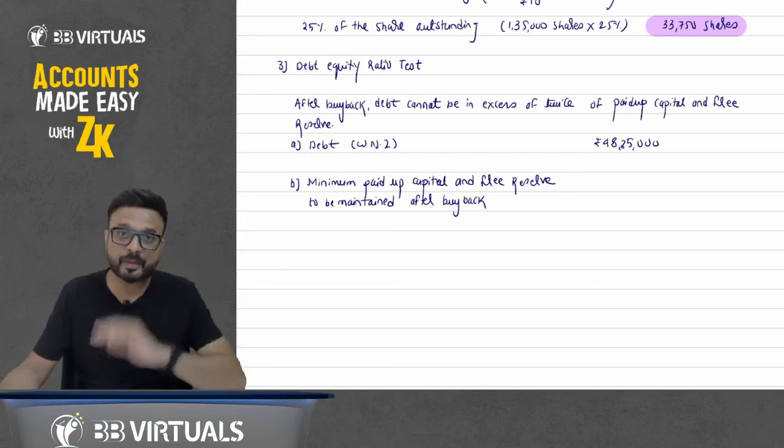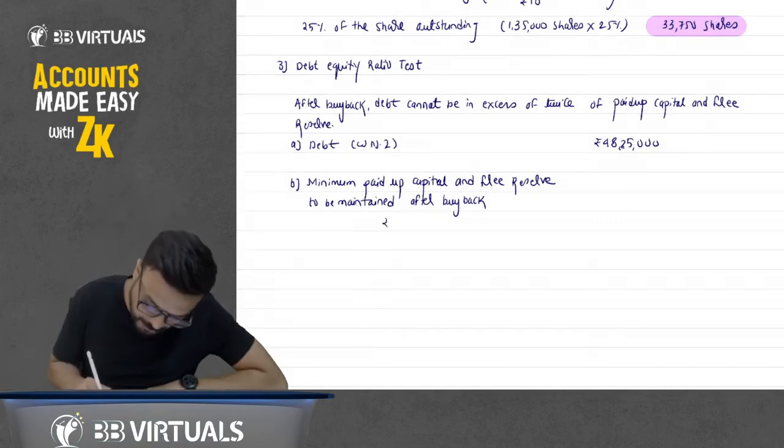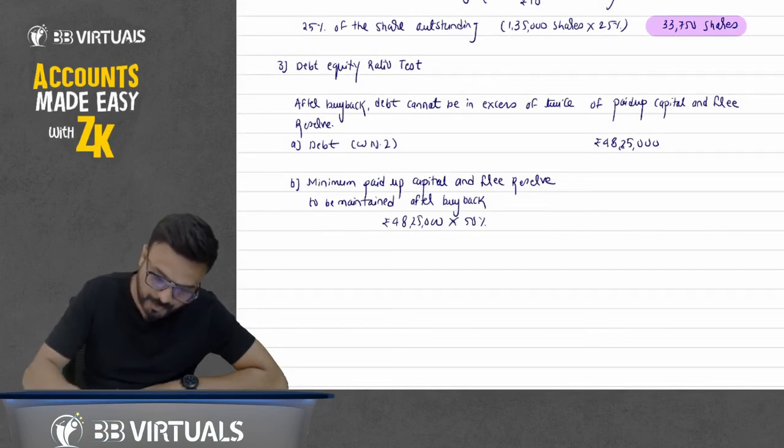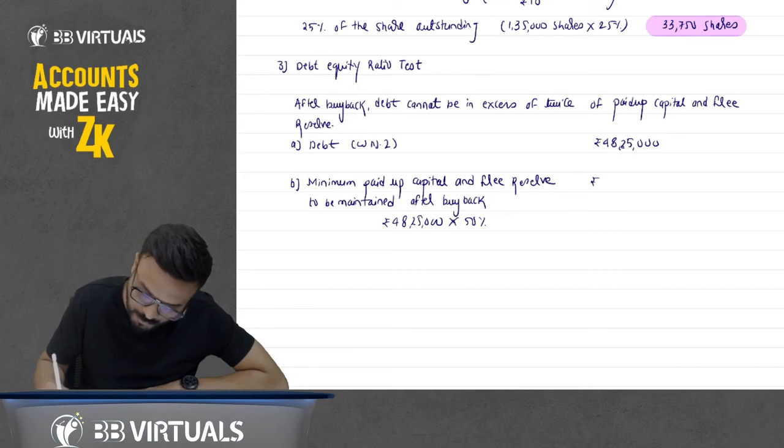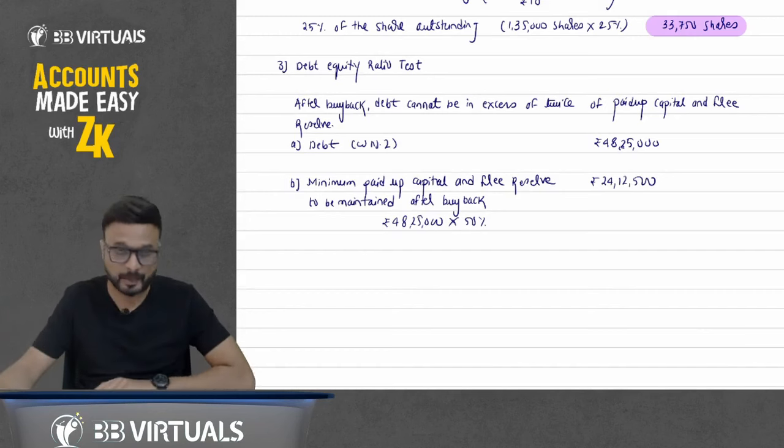How much is the minimum paid up capital and free reserve that should be maintained after buyback? It is 50% of debt. So write down here, 48,25,000, 50% of this should be maintained. 48,25,000 multiplied by 50% comes to 24,12,500. This much should be maintained as paid up capital and free reserve after buyback. Minimum it should be maintained.